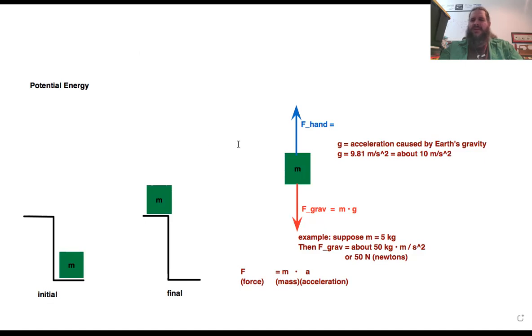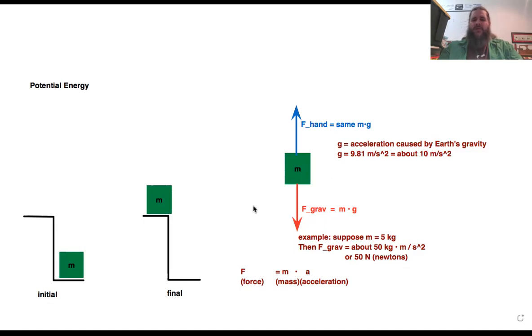Keep in mind, you don't really need to get this box going faster and faster or slower and slower. You just want to lift it at a steady rate. So how much force would you have to apply in order to make sure it doesn't fall? What should we expect? You got to apply the same 50 newtons, the same as the force of gravity. You've got to apply the same force, but in the opposite direction, just to balance that out.